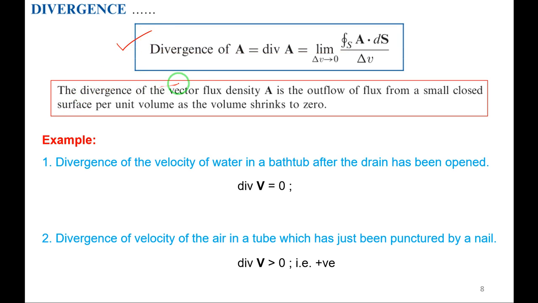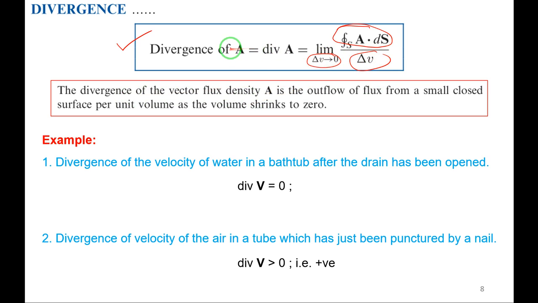Now we will try to define the divergence. The divergence of the vector flux density, it can be any vector, I told already. It can be electric flux density, velocity, temperature, or force. So we'll try to define it. The divergence of the vector flux density A is nothing but the outflow of flux from the small closed surface per unit volume as the volume shrinks to zero limit. Here we are defining the LHS first.